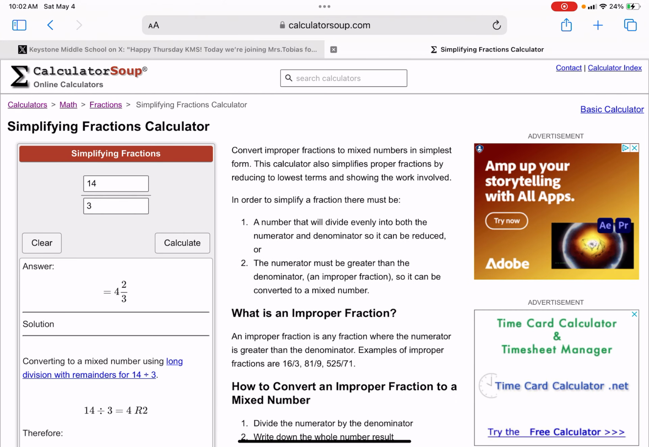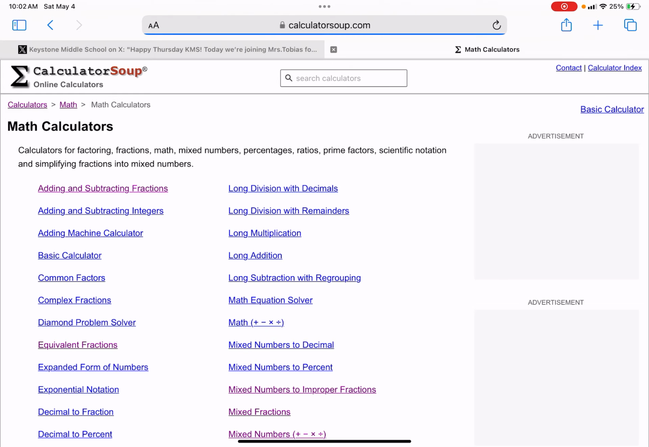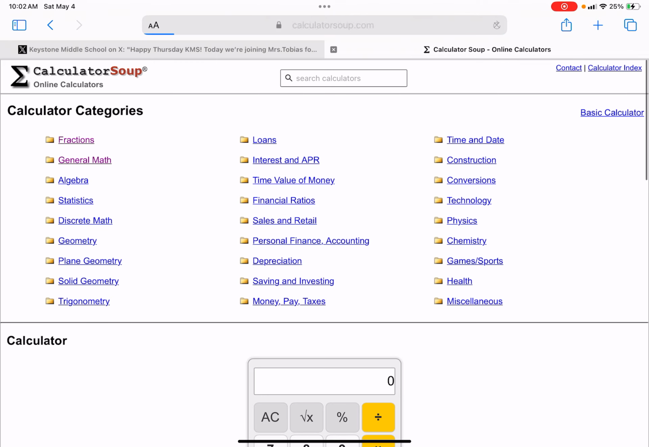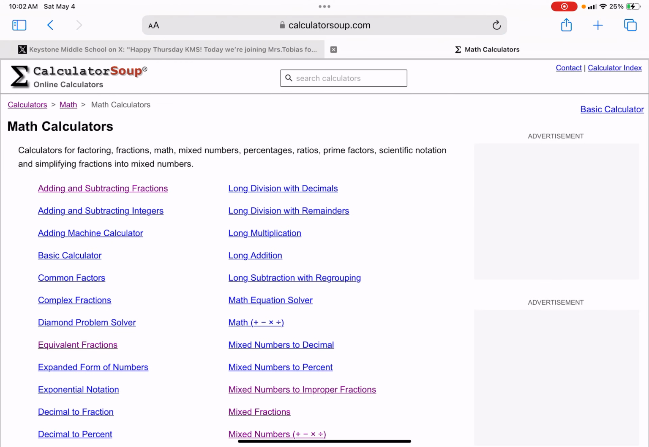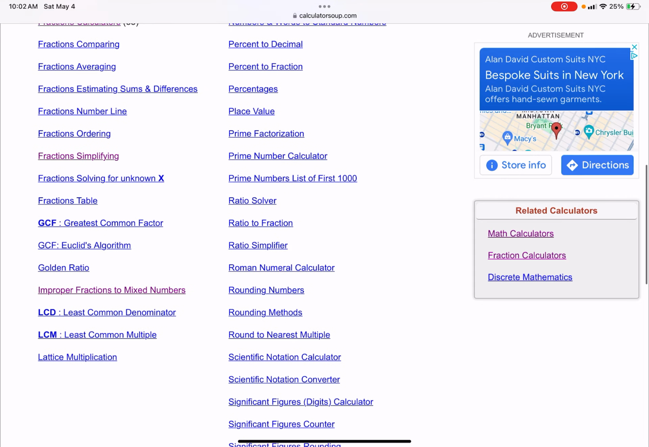To convert improper fractions to mixed numbers in simplest form, I want you to go to your calculator. Here's what I'm going to show you to do. You go to fractions, you go to math, and you're going to see simplified fractions right here.